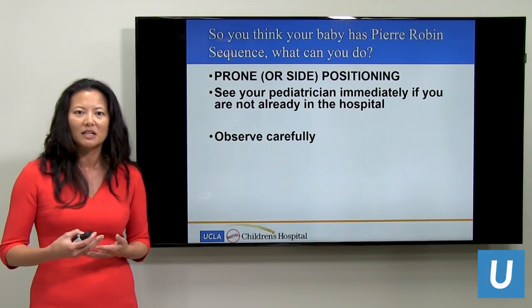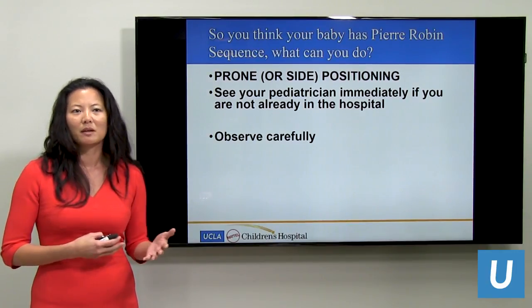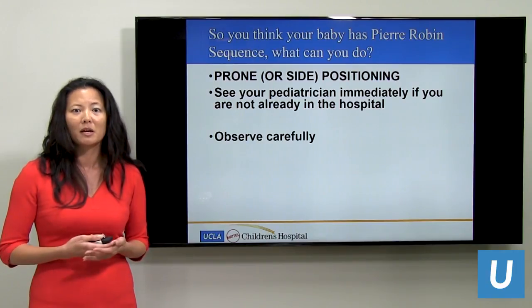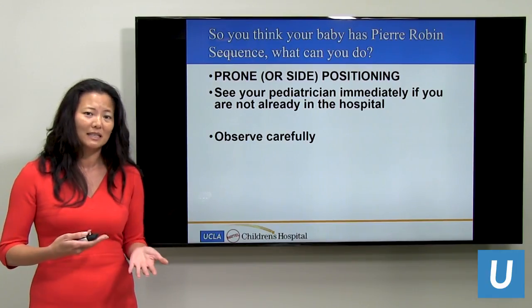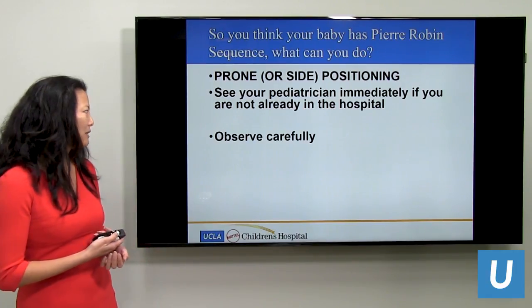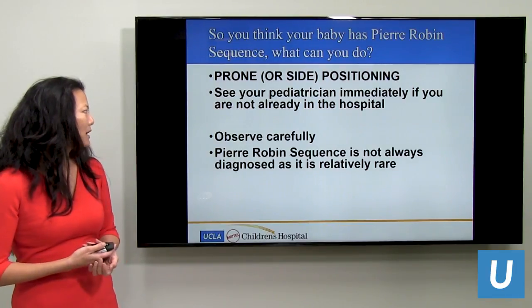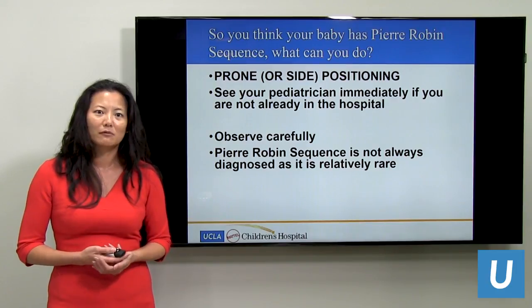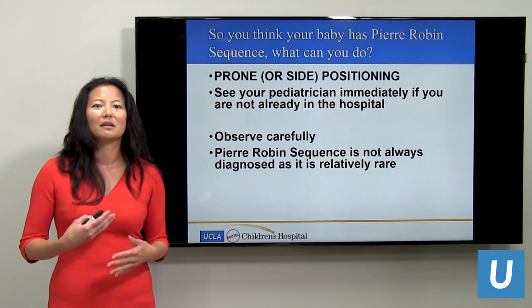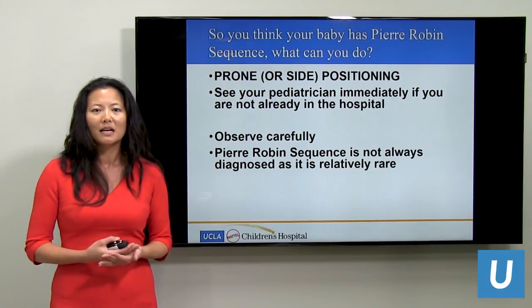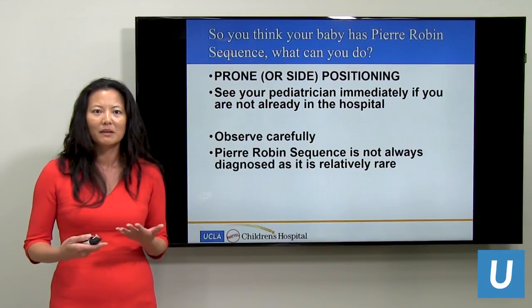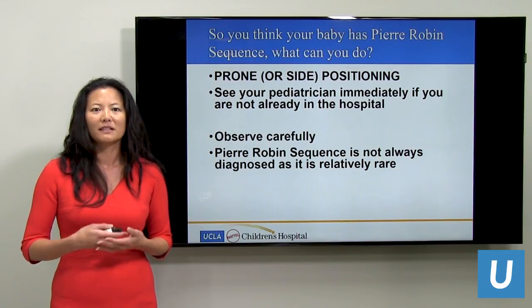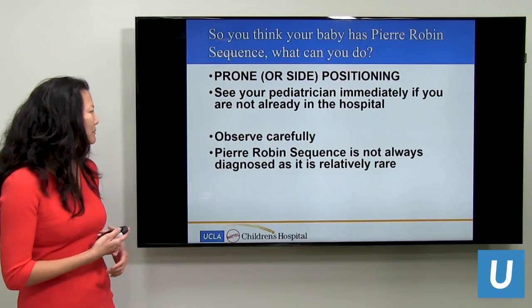Maybe it gets worse at certain times of the day. Maybe when the baby is more tired, that happens more. Maybe the baby is doing this more in the sleep. So those are things that as a parent you can do. Pierre Robin sequence is not always diagnosed because it's relatively rare. And that's what I mean by sometimes it could be underdiagnosed. And also sometimes certain things don't always get picked up in the hospital if it's not happening all the time.